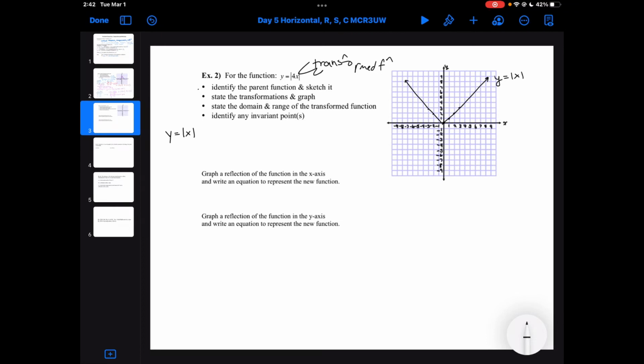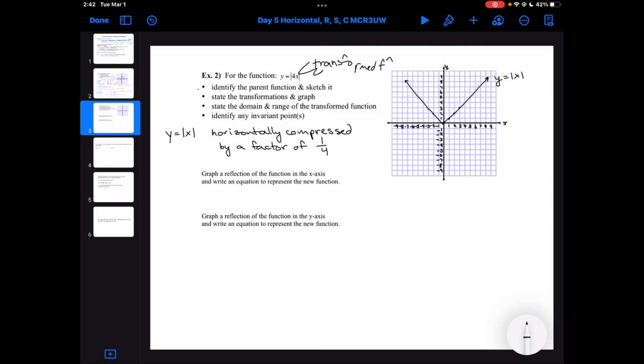The next thing I need to know is what the transformations are to that parent function. So I see that I've got that 4 in front of the x. That means that it is horizontally compressed by a factor of 1 over 4. So 1 over k, where my k value is 4.